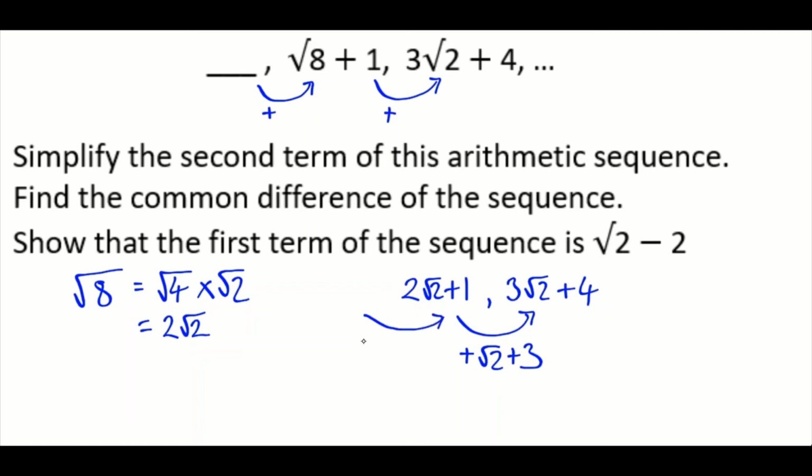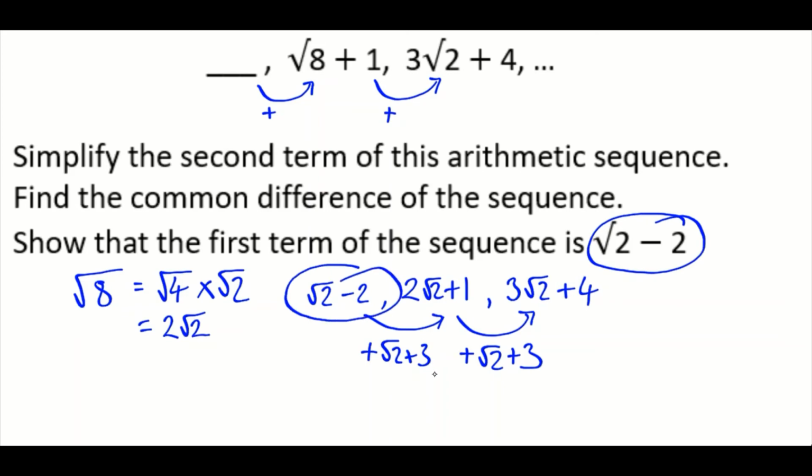So if we go back, we need to know what number we would have to add on √2 plus 3 to get to √2 plus 1. Well, if we had 1√2 and we added √2, we'd get 2√2. And if we go back 3, we'd be at -2, because -2 add 3 would give us 1. So the first term of the sequence is √2 minus 2.